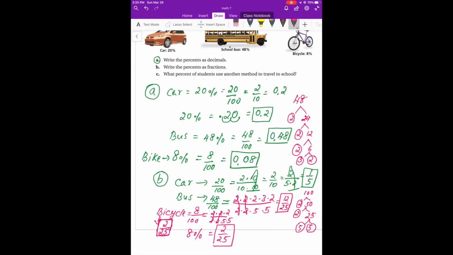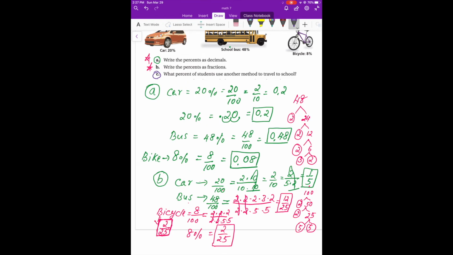So basically you need to use prime factorization to simplify, and you have to put the fractions in the simplest form. So car is 20%, which is 1/5. Bus is 48%, which is 12 over 25, and bicycle is 2 over 25. So we are done with A and B. And what is C? So let's see C. What percent of students use another method to travel to school?